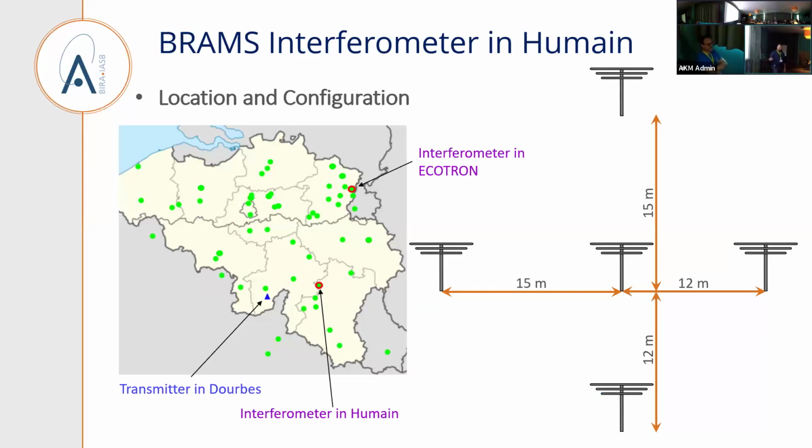We have here in both cases a classical Jones configuration. So we have a central antenna, 2 lambda towards east and 2 lambda towards south, one antenna, and 2.5 lambda towards west and north.